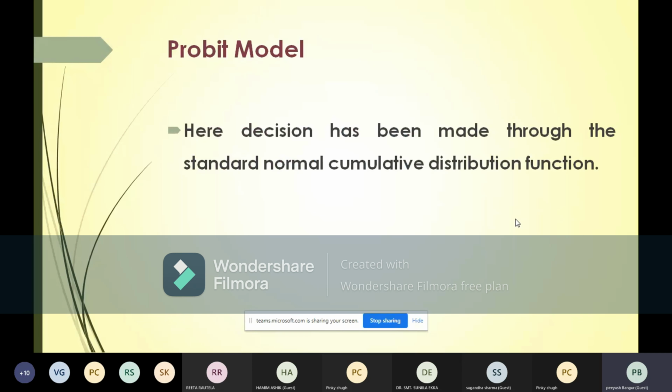cumulative distribution, normal cumulative distribution function of the probability. So here the decision has been made through the standard normal cumulative distribution function. Second one, here the error term follows the normal distribution. See friends, not only in the Probit model, but in every regression, the error term should be normally distributed. This is the most important aspect. In fact, all data should be normally distributed. Without normal distribution, it is not possible to apply the research.